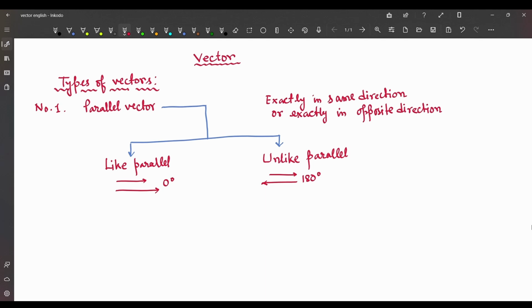It should be noted that the magnitude of parallel vectors is not a factor. Whatever the magnitude, it may or may not be the same, but only the direction is concerned here. If two vectors are parallel, then they follow this condition: if P and Q vectors are parallel vectors, then P vector should be equal to m into Q vector, where m is a scalar quantity.